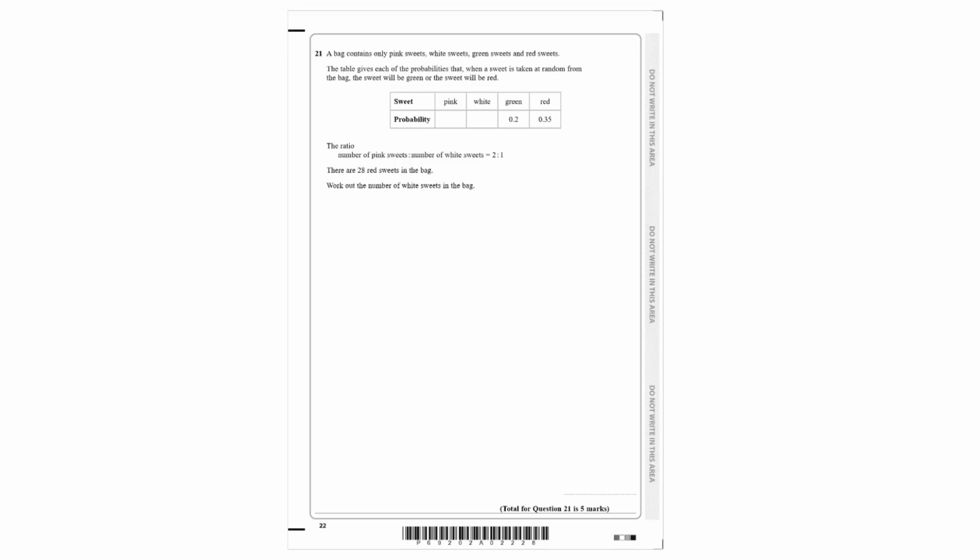A bag contains only pink, white, green, and red sweets. The table gives each of the probabilities that when a sweet is taken at random from the bag, the sweet will be green or the sweet will be red. Pink and white are not given.